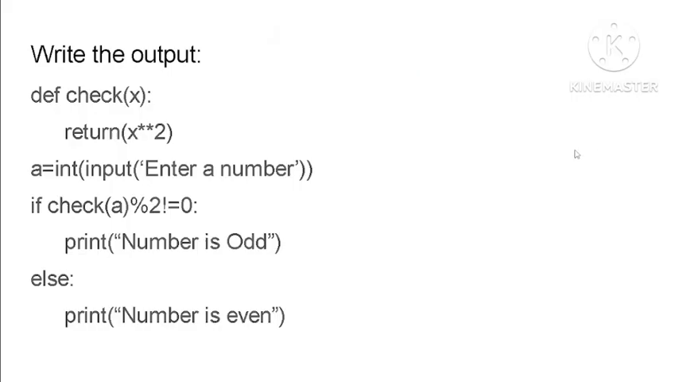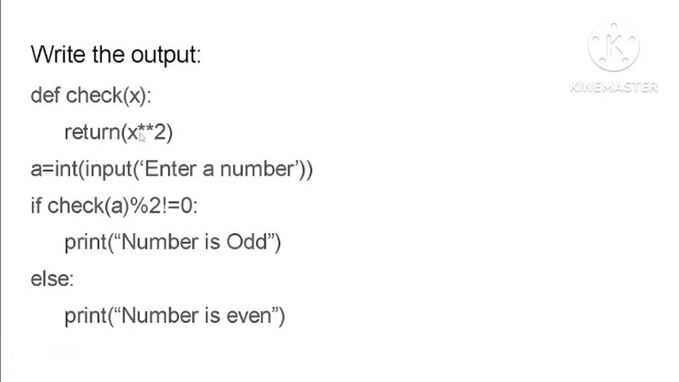Look at the next program, write the output. def check of x, return x power 2. So this program inputs a number and checks if the square of the number is an odd number or an even number. So if check of a modulus 2, so what happens? Whatever number you input is passed in as an argument for check of a, and the return value is substituted in this place. So say for example I am giving a number 3, 3 power 2 is 9. 9 is replaced in this place. If 9 modulus 2 is not equal to 0, number is odd, else number is even.